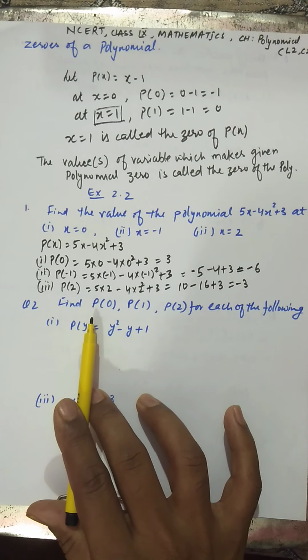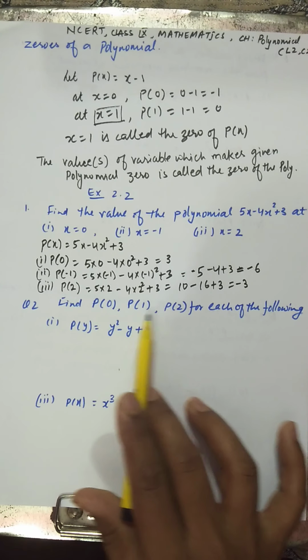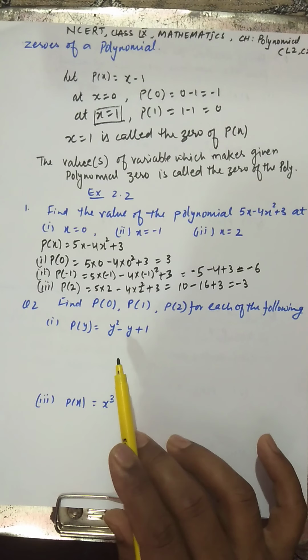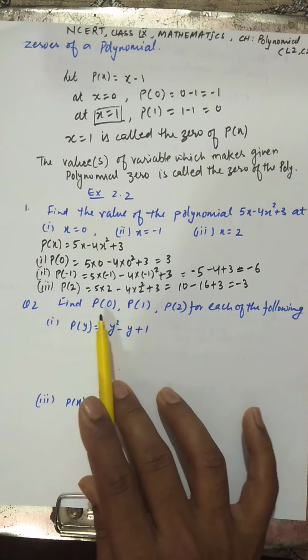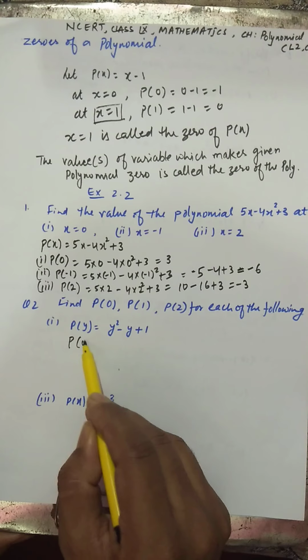They are asking you to find the value of the polynomial at 0, at 1, at 2. There are 3 polynomials. I have taken 2, and 1 you will take as homework. So find P(0), P(1), P(2) for each of the following. We will find P(0) first.